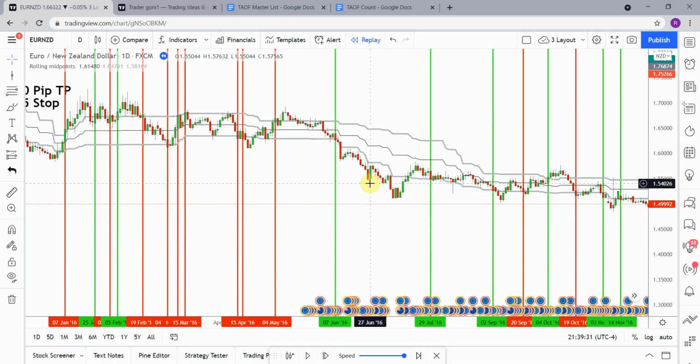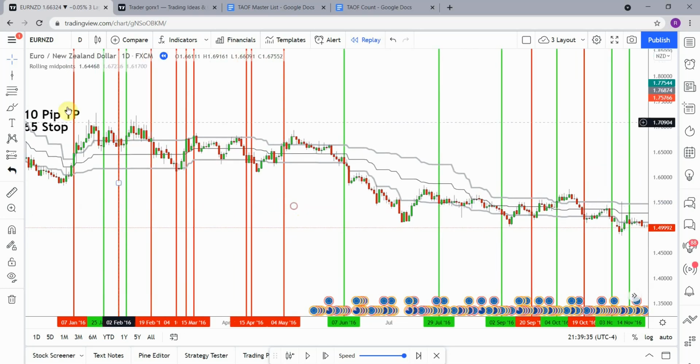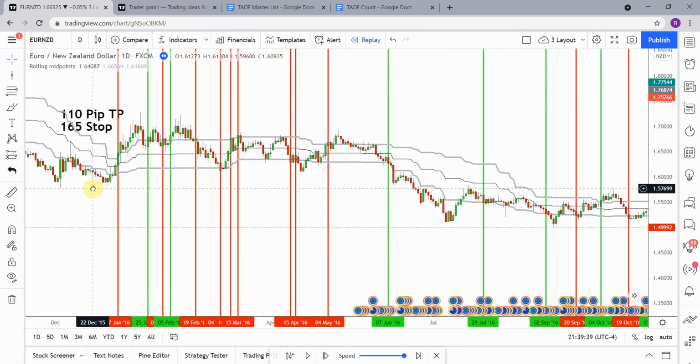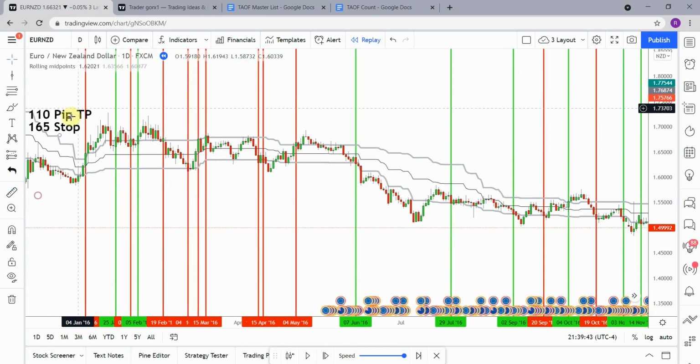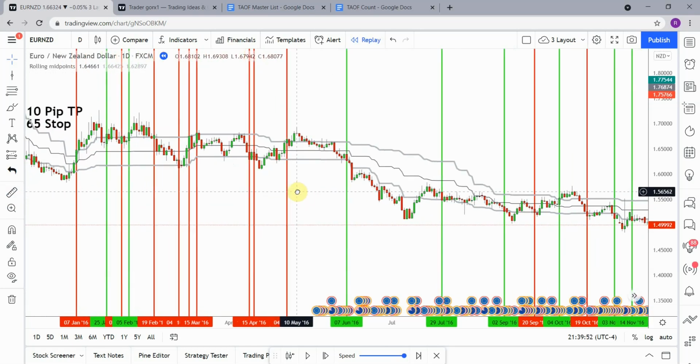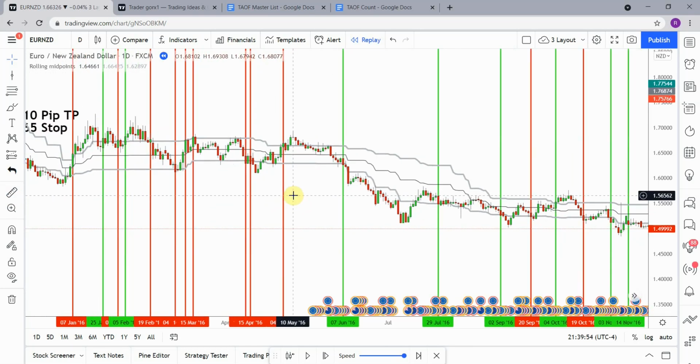I do fear that on this particular forex pair, our stop and our take profit are narrowed in pretty tight. We might have to go back and reevaluate the take profit and the stop of this particular pair, but that's not something I want to change at the moment. I'm trying to keep everything as consistent as possible at this point.